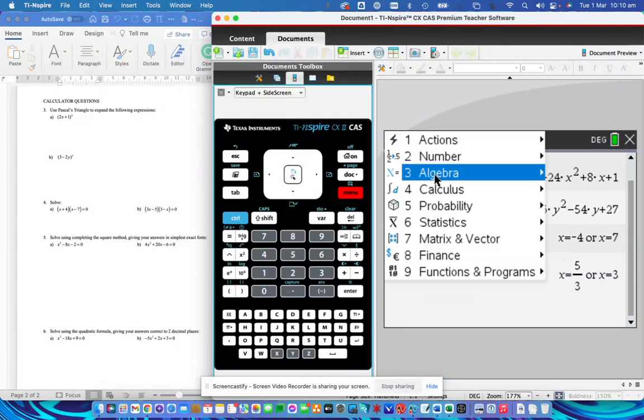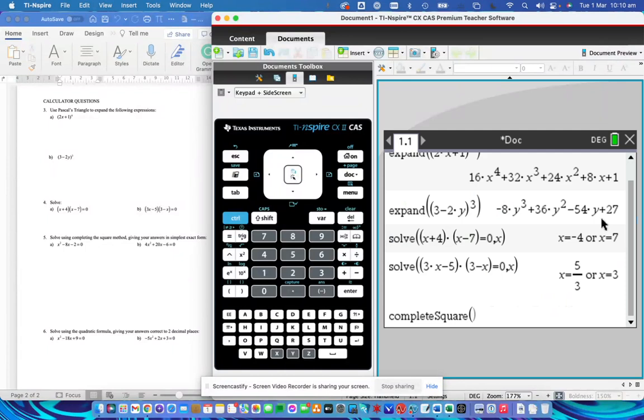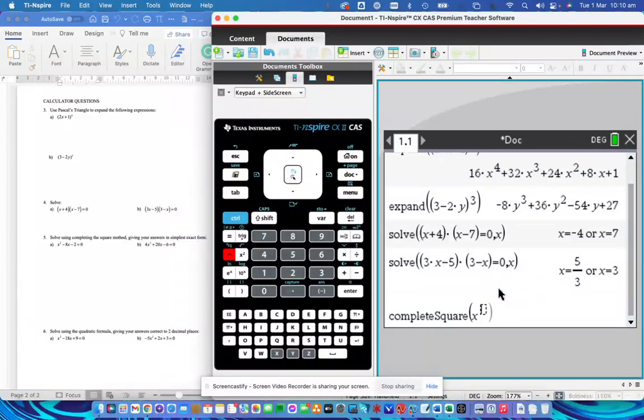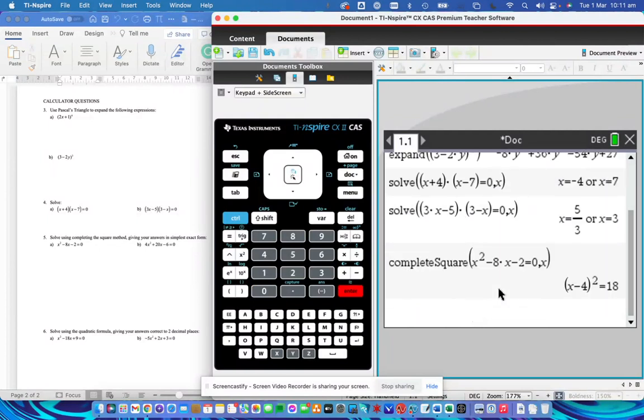We go to menu, go to algebra, and you can see there's complete the square there, option 5. So complete square is the text, and then you are going to type it in just exactly as it is. x squared minus 8x minus 2 equals 0. I can't remember whether I have to put comma x or not, so let's just try it without it and see what happens. So comma x, close bracket, and there you've got x minus 4 squared all squared equals 18.